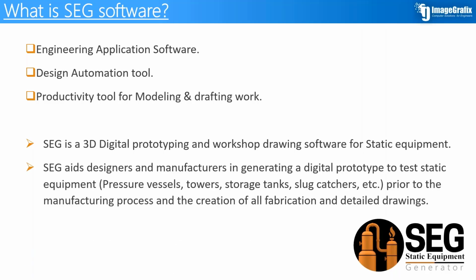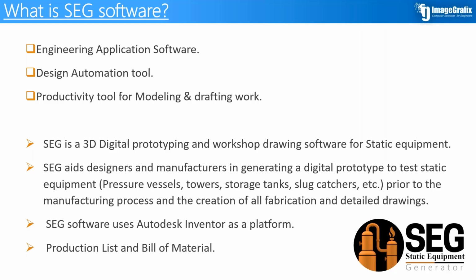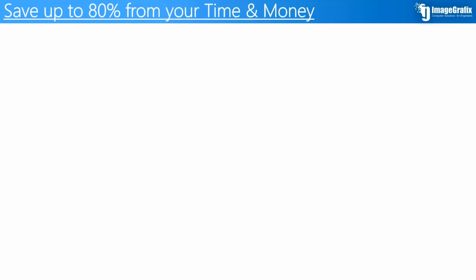Before manufacturing, you can test your equipment, even if it is a pressure vessel, tower, storage tank, slug catcher, and others. Before the process of manufacturing and creating the fabrication drawings, you can detect problems like clashes before starting the second step. You can generate the bill of material for all of your project easily by using SEG software. By using this software, you can save up to 80% of your time and money.